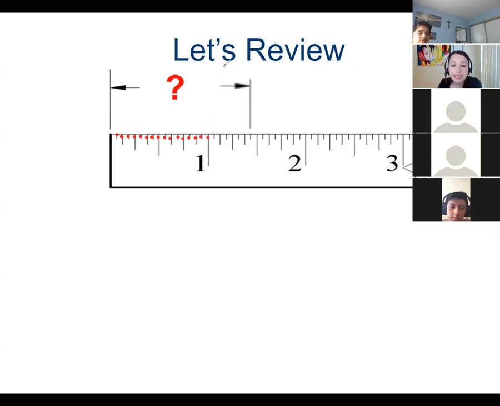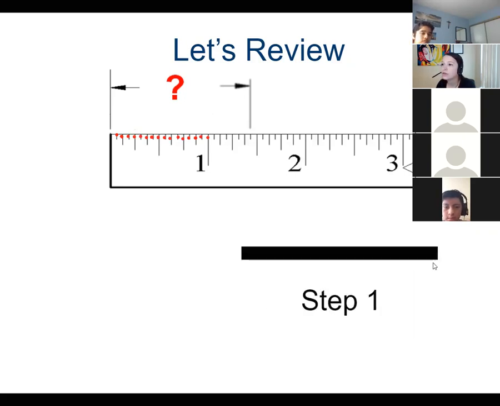So how many little tiny lines are there? 16. Very good. So let me switch over to the mouse. The first step is your denominator, and we just did that. So it's 16. Good. The second step is to figure out, did you go past the 1 inch?